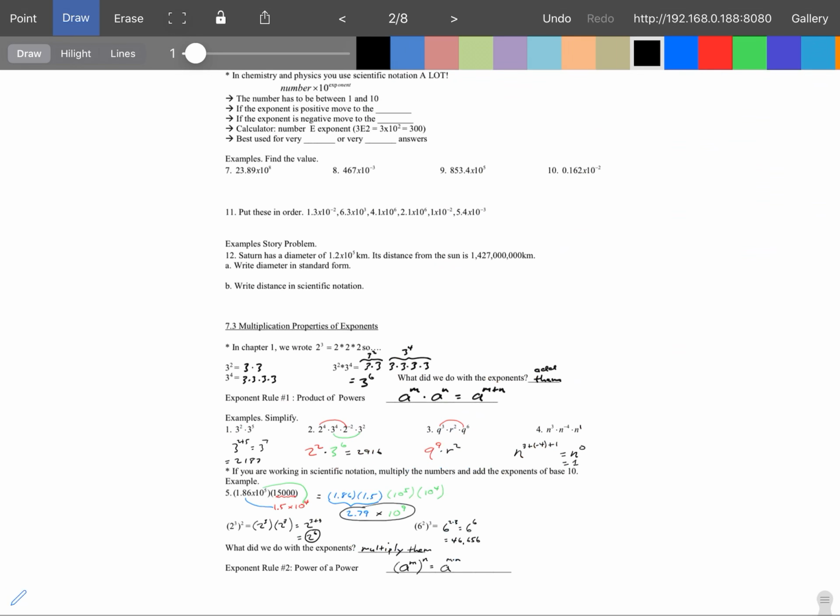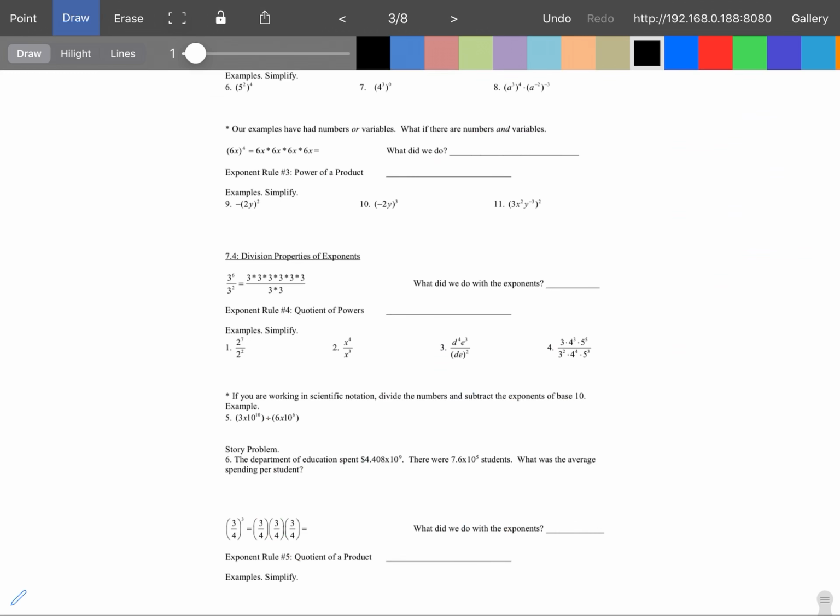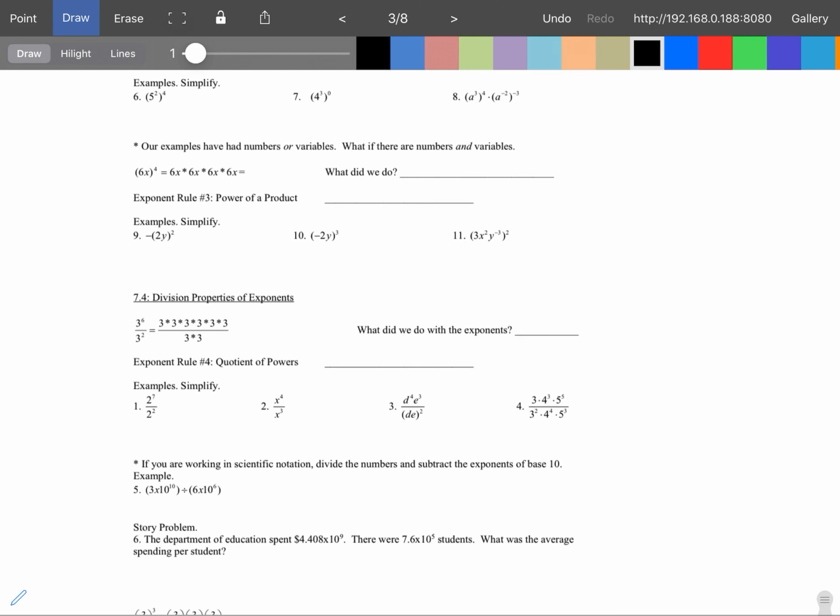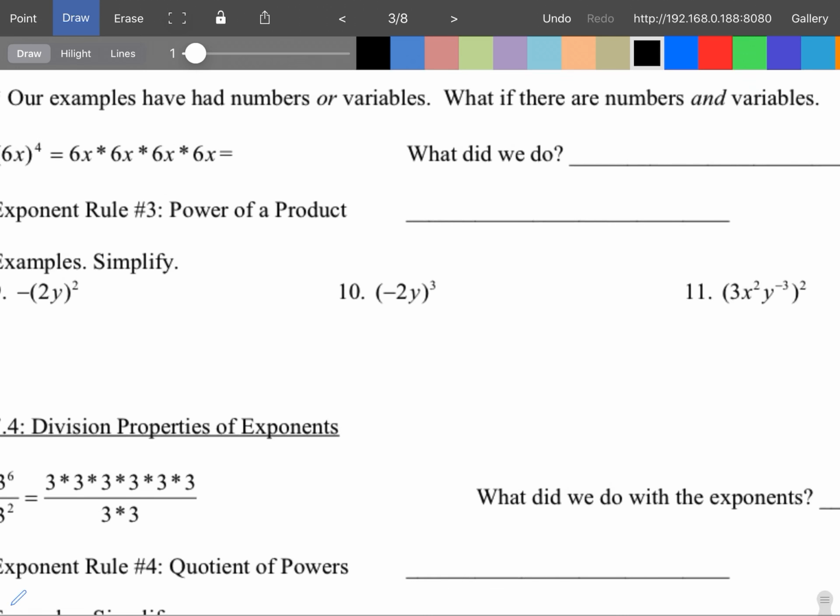All right, well, I think that's it for that page. Yep, that's it. So turn to the next page. And now we're going to do these 3 examples up here at the top.